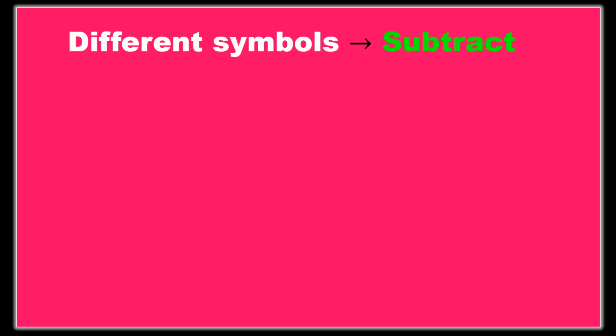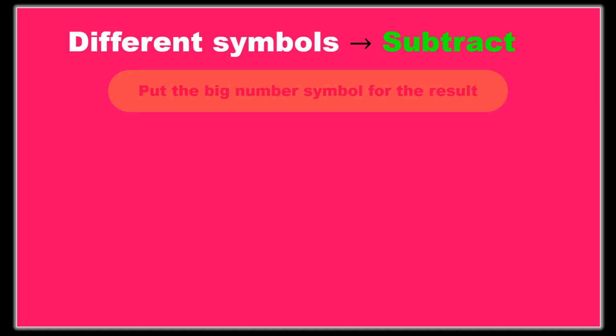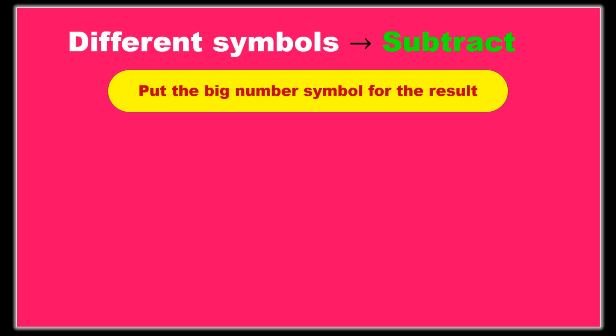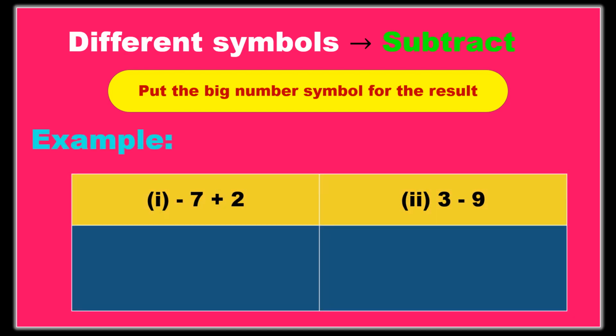Now what about the symbol then? You should put the big number symbol for the result. Means in our problem, whatever symbol is there for the big number, that symbol should be given to the solution. Clear? So let me take the example. Here are two example problems.